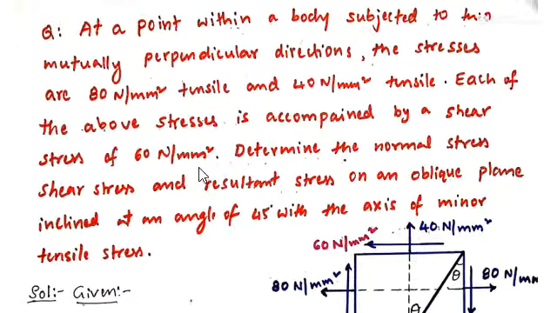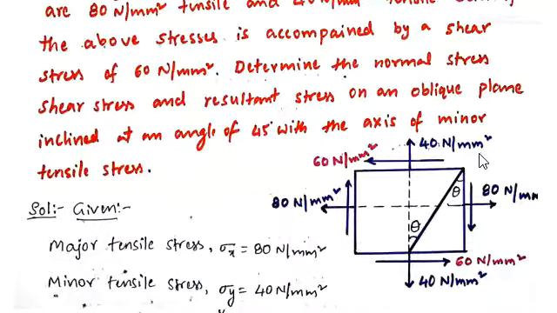So there is a shear stress also. Determine the normal stress, shear stress and resultant stress on an oblique plane inclined at an angle of 45 degrees with the axis of minor tensile stress. So here at a point in a body, the point is acted upon by two stresses.